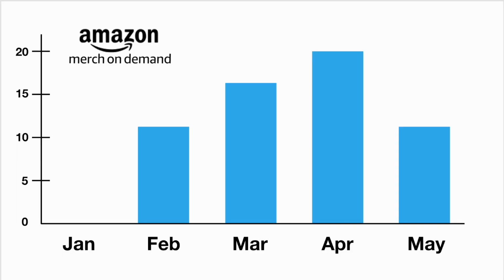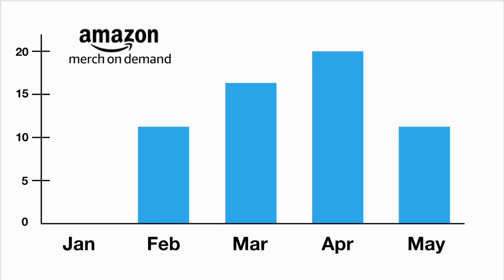Well, that's exactly what print on demand is. Print on demand isn't a straight line. It's not a up line. It's up and down. Print on demand is always up and down. And I'm going to show you a few graphs to show you what I mean. The first graph is this one right here. This is what you've seen on Amazon Merch on Demand.